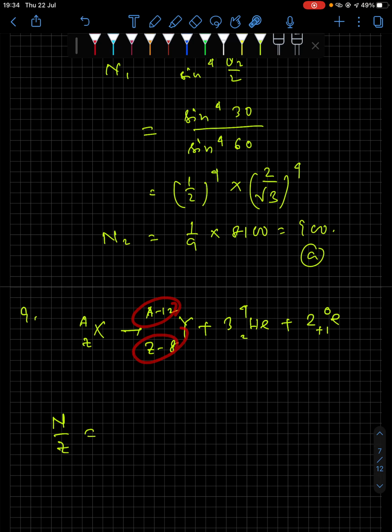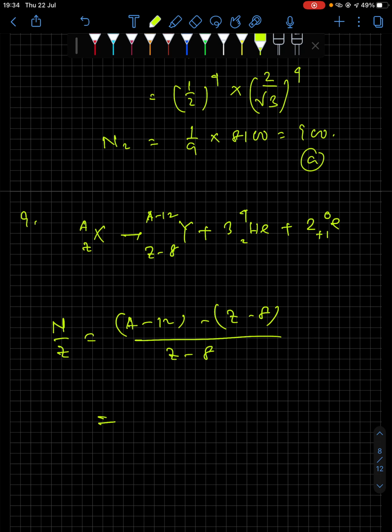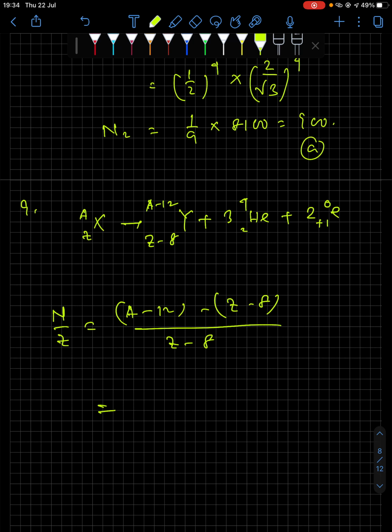Mass number minus atomic number. A minus 12 minus (Z minus 8), divided by (Z minus 8), is the proton number or atomic number of the daughter nucleus. So this gives you A minus Z minus 4 divided by Z minus 8, which is option number B.